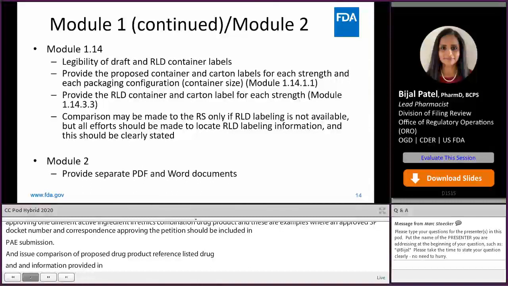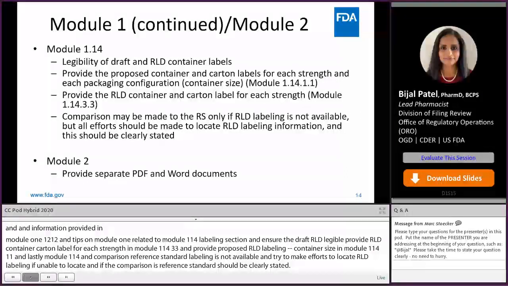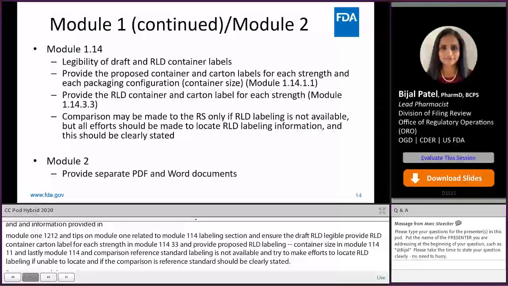Lastly, in Module 1.14.3.1, annotated comparison may be made to the reference standard only if the RLD labeling is not available. So, try to make all efforts to locate the RLD label, and if you're unable to locate it, and if the comparison is done against the reference standard, this should be clearly stated. With respect to Module 2, in Module 2.3 and Module 2.7, ensure that the quality overall summary data is provided in separate PDF and Word documents.